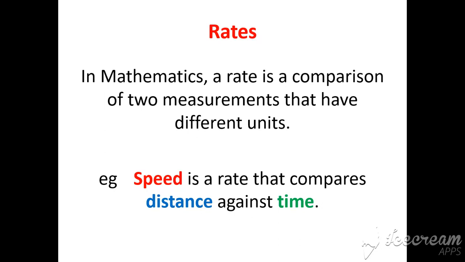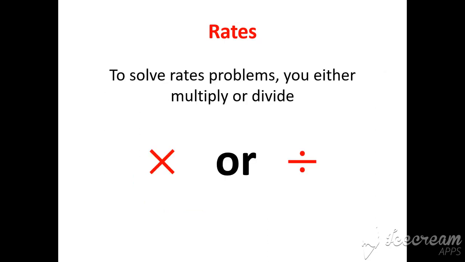In mathematics, a rate is a comparison of two measurements that have different units. Speed is a rate that compares distance against time. Now, the way I've taught rates in my previous video, and I'm going to teach you the same strategy in this video, is to either multiply or divide. Simply, it's a kind of guess and check. Try some answers and then work through what you think is the most sensible.